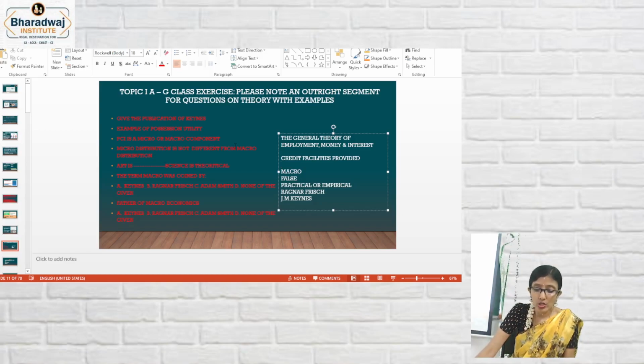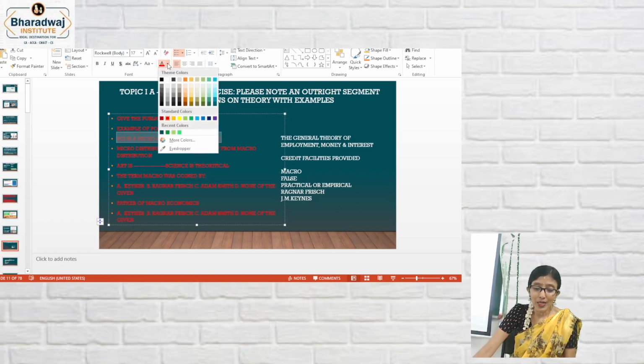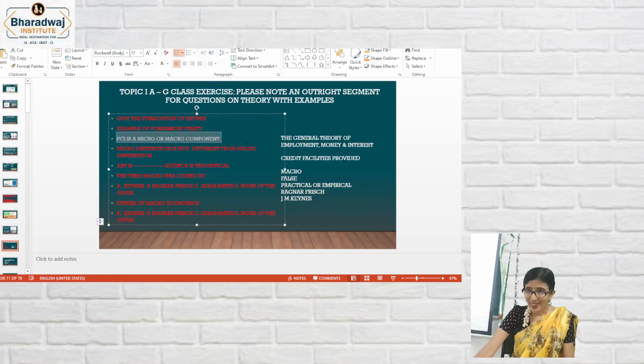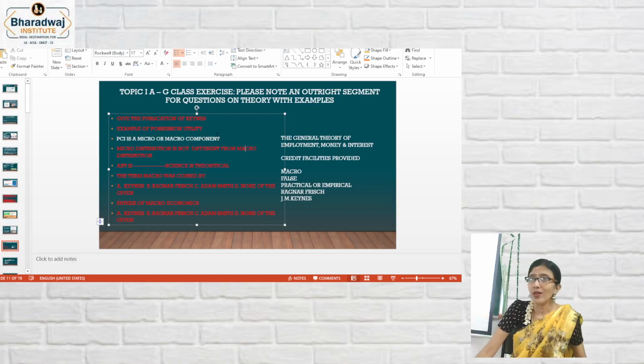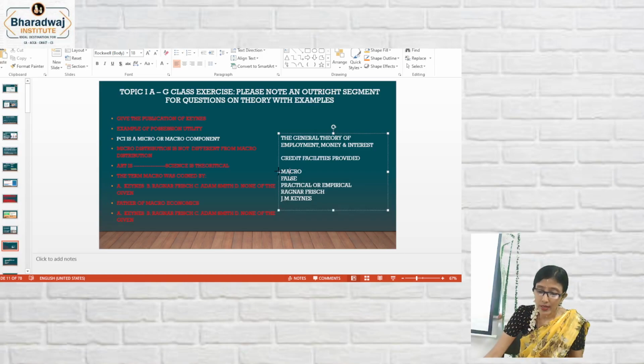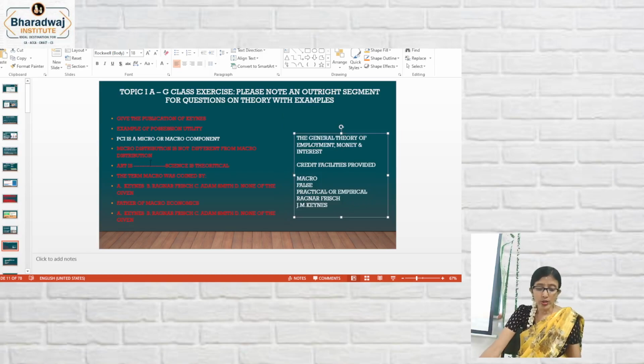Micro distribution is not different from PCI, per capita income. Macro. This is one mistake students do. Please note it, very important. Because per capita income is income per head, they think it is a micro phenomenon. No, it is calculated as an aggregate variable at the macro level. For the economy as a whole, per capita income is calculated. Please note it. This is a mistake done by the students. So I'm selecting the questions in such a way that it will be helpful for you. Go to the next one.